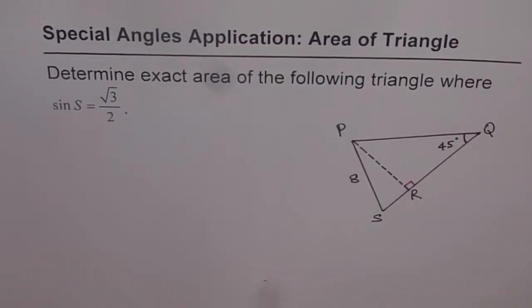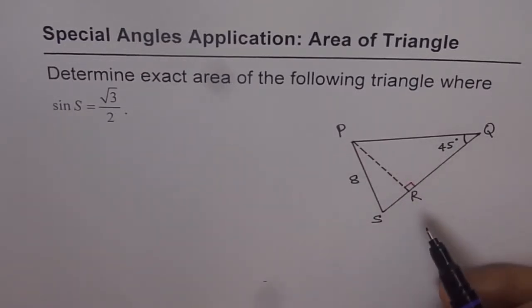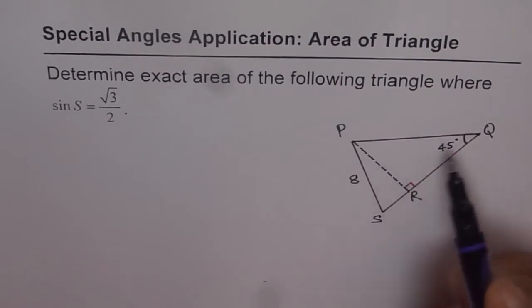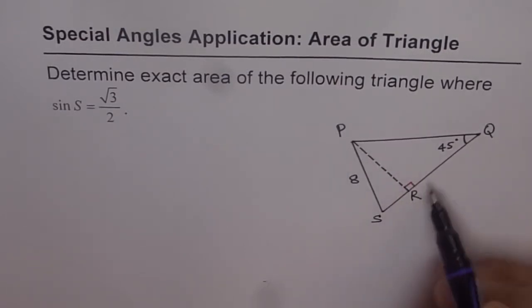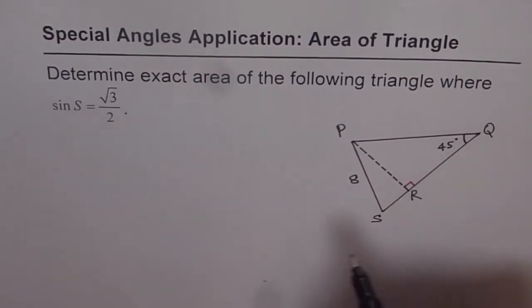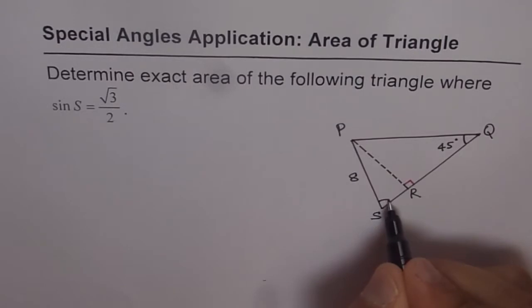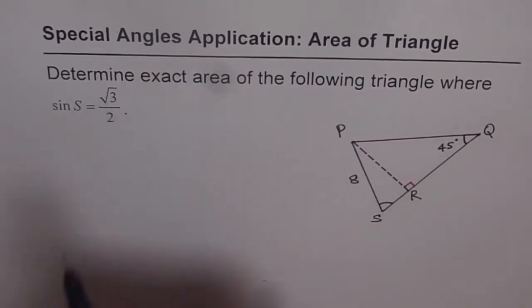Special angles application, area of triangle. Determine the exact area of the following triangle where sine S equals square root 3 over 2. So the figure is given to us. We have a triangle PQS with a perpendicular PR. One angle is given to us as 45 degrees and we are given sine of S. That means sine of this angle, right? S is this angle. Sine of this is given to us as square root 3 over 2.